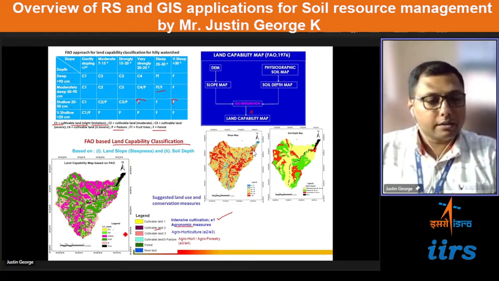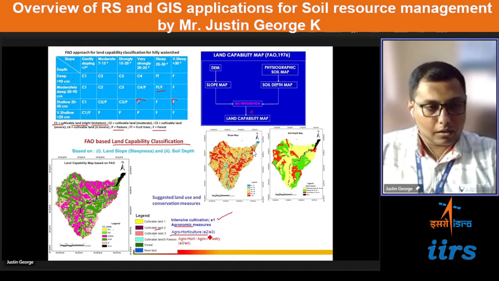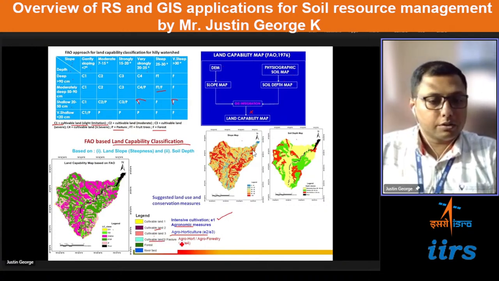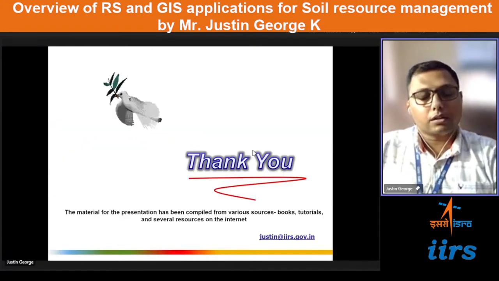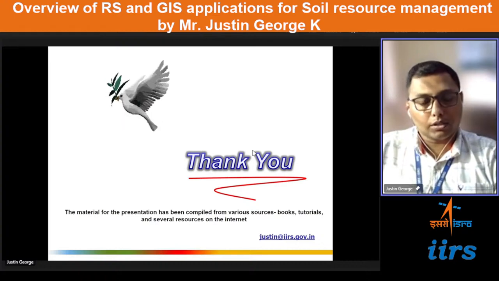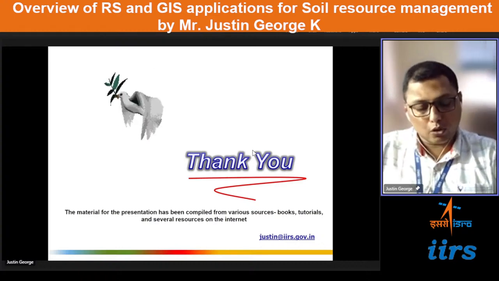In case of cultivable land 3 and C4, we should go for agro-horticulture by combining seasonal as well as perennial crops. Then for cultivable 3 as well as pasture, we should adopt agro-horticulture as well as agroforestry practices. And there are certain areas which should be left as such for the development of forest, scrubs and other natural vegetation in the region. So this is in short regarding the various applications of remote sensing and GIS, especially with respect to soil related studies or soil related applications.